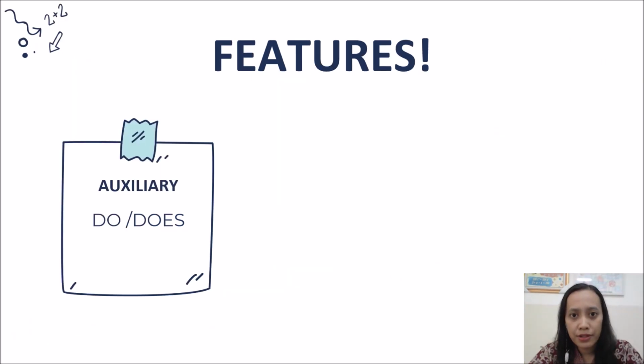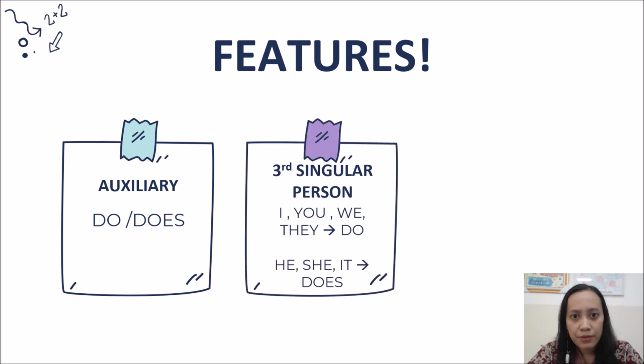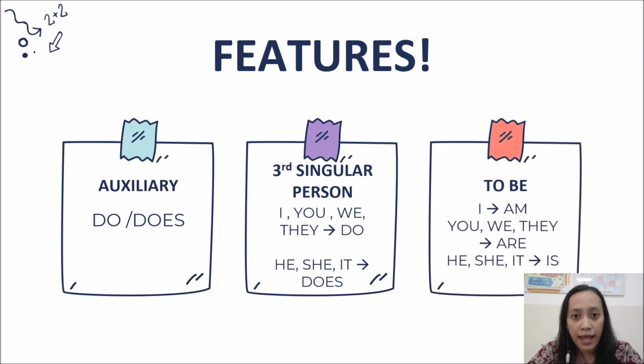When we're talking about grammar, we have some features to be careful with: an auxiliary, third singular person, and to be. For simple present tense, the auxiliary used is do or does. Who uses do or does? Pay attention to the third singular person. If the subject is I, you, we, and they, we will use do. If the subject is he, she, or it, we will use does. And for the to be, for I, we will use am. For you, we, and they, we will use are. And for he, she, and it, we will use is.